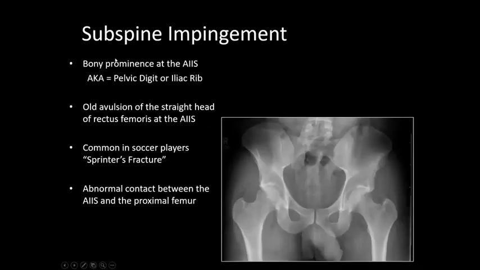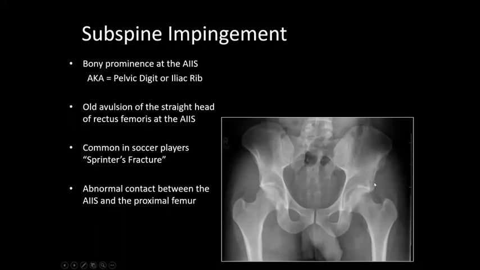So subspine impingement happens as a result of, like you said, avulsion fracture of the anterior inferior iliac spine. We have another example here. There is quite a bit of bulge of the anterior inferior iliac spine. The reason avulsion fractures happen in this area is that it's the origin of the straight head of the rectus femoris muscle, one of the strongest muscles in the quadriceps compartment. Because of that, we see these fractures particularly in soccer players and sprinters, when you see an avulsion fracture of the anterior inferior iliac spine.